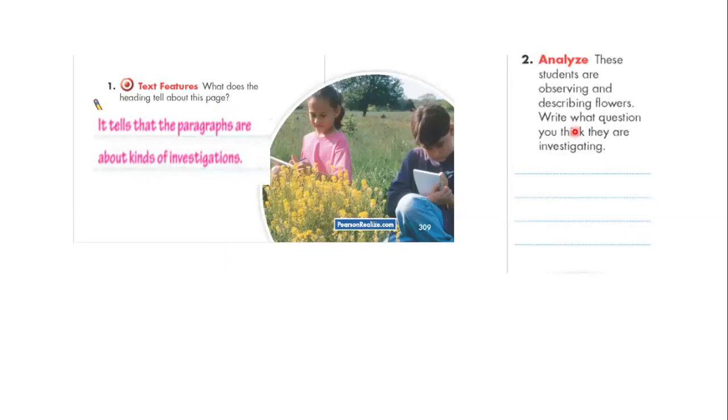Now I want another one to read for us question number two and answer. Number two, analyze. The students you see here in the picture are observing and describing flowers. Write what question you think they are investigating. The question: how quickly do the flowers grow? Excellent answer.